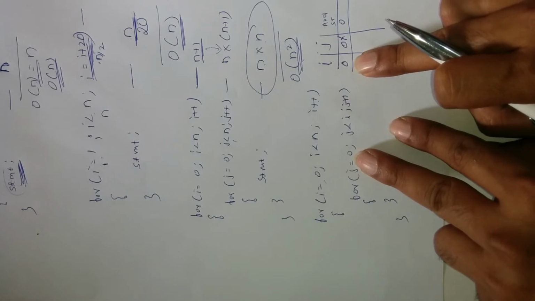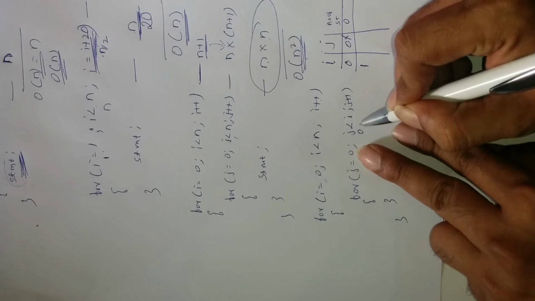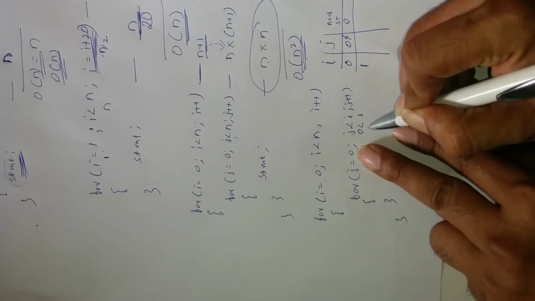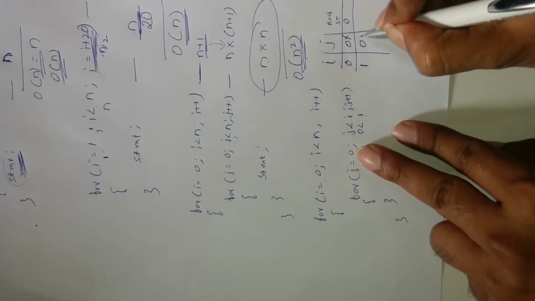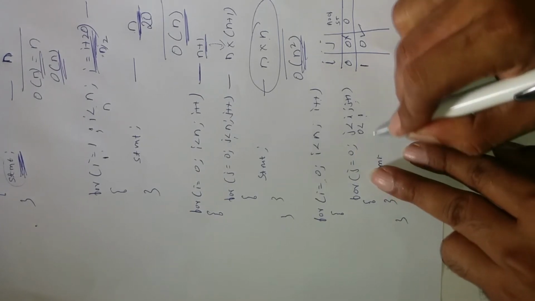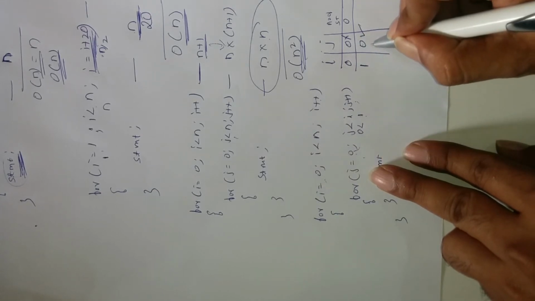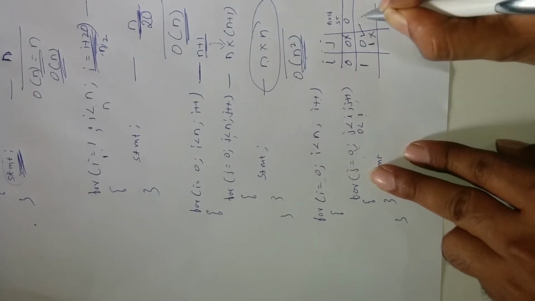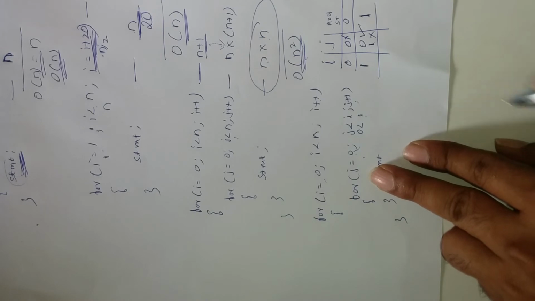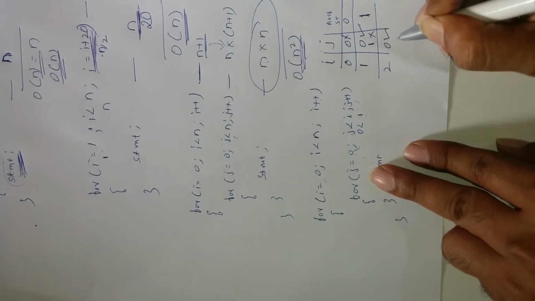Is 1 less than 0? j is how much? j is 0 and i is 1. 0 less than 1, yes, it is true. It executes. Next, after j plus plus, come again here. After 0, what is the value of j? 1. 1 less than 1? No, it does not execute. It executes only 1 time. Clear? Next, come for i equal to 2.